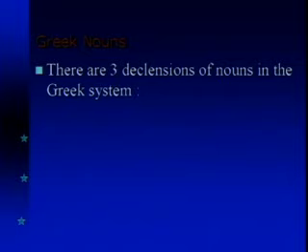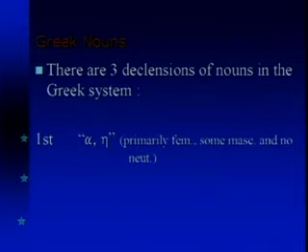There are 3 different declensions of nouns in the Greek system. You've got the first declension nouns. These are those nouns that have a characteristic alpha or eta in the ending that they place on the stem of the noun itself. An alpha or an eta is the distinctive for the first declension. And these first declension nouns are primarily feminine nouns, although there are some masculine. The good thing is there are no neuter nouns in the first declension. We'll talk more about that in a bit.